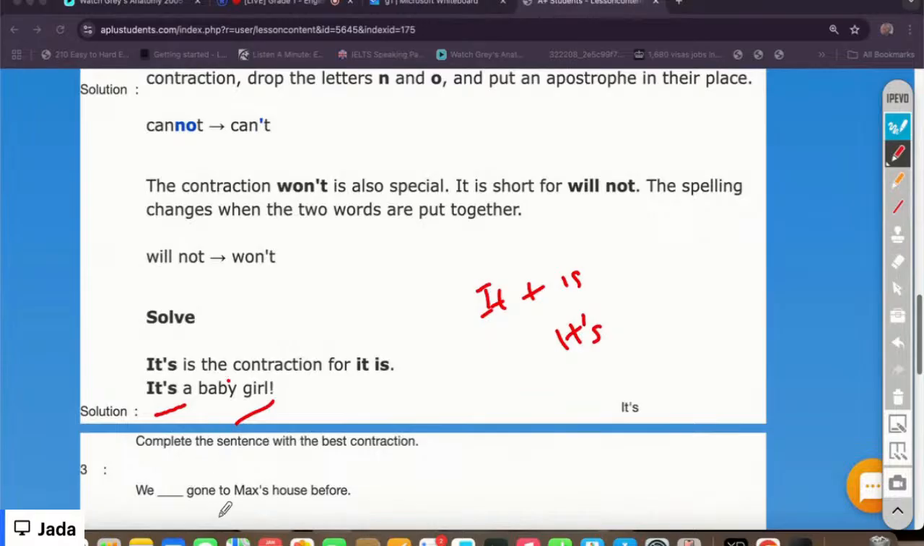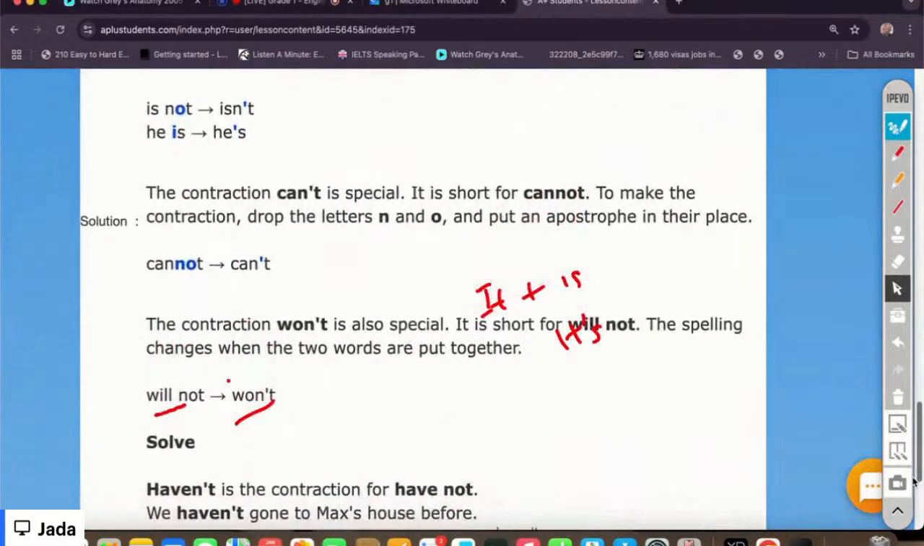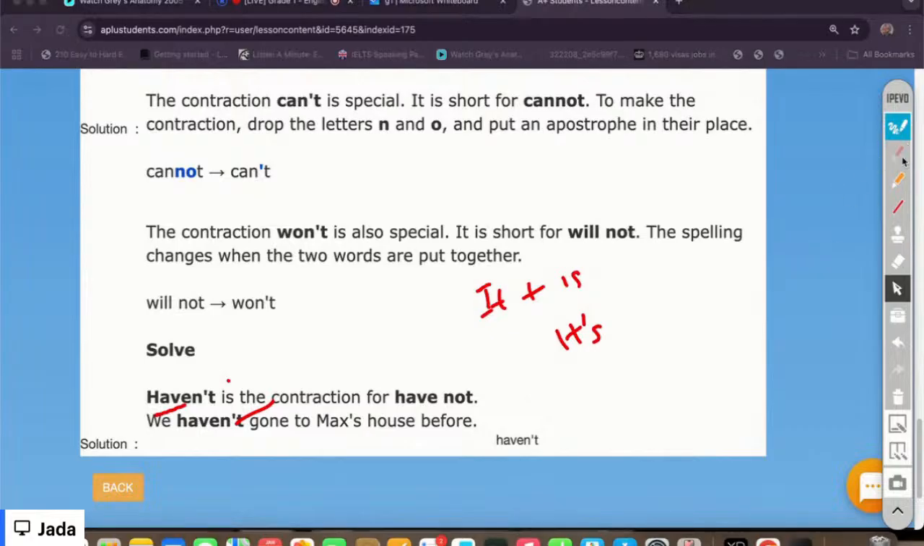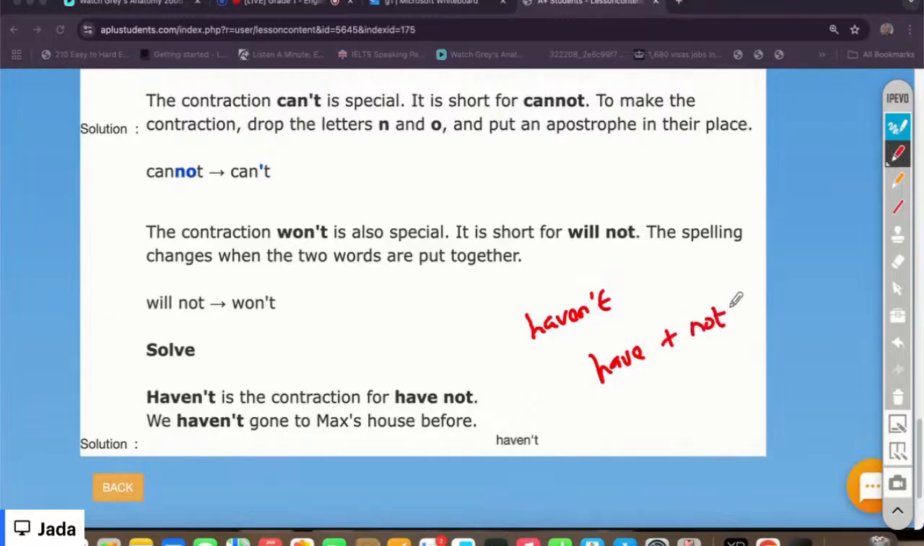Then this one, we dash gone to Max's house before. Then what would be the right contraction here? So it says haven't. Okay, so haven't is have plus not. It's a negative contraction. So we haven't gone to Max's house before. Okay, so we'll move on to the test. I want every one of you to send me your answers on the chat. Okay.